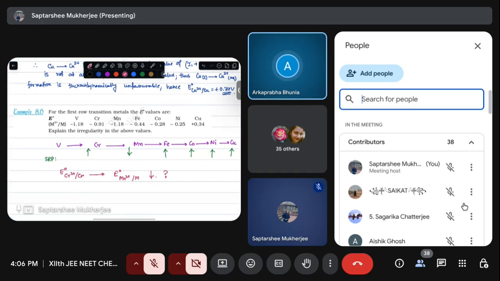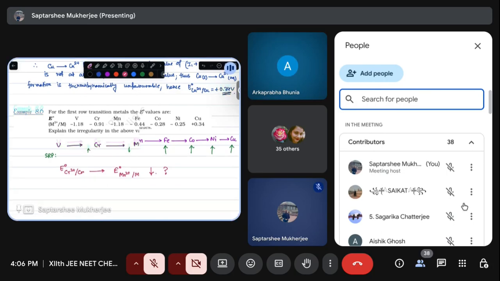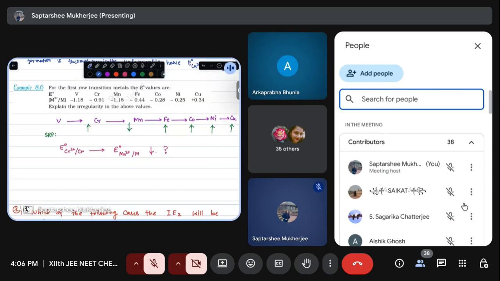Explain using that I2, the no loss of exchange energy that we were studying. Explain this using that. Manganese has no loss of exchange energy, so its ionization enthalpy is more than chromium.